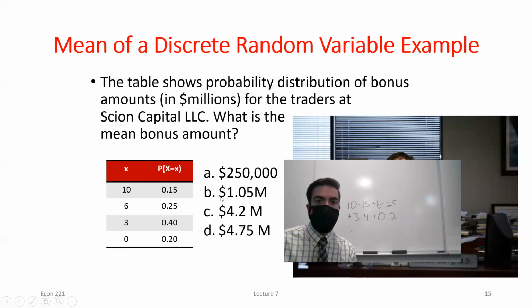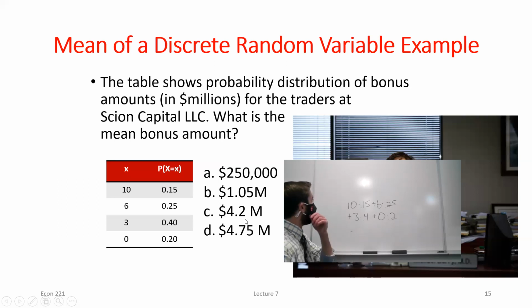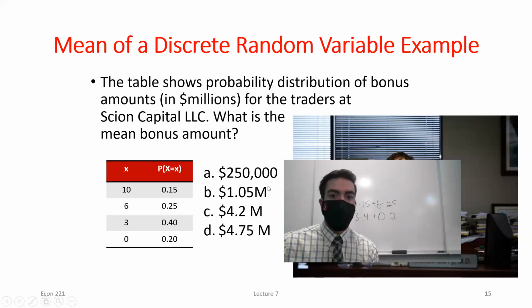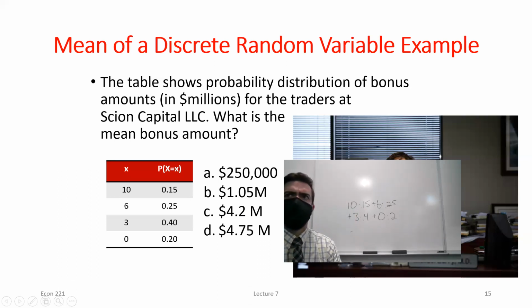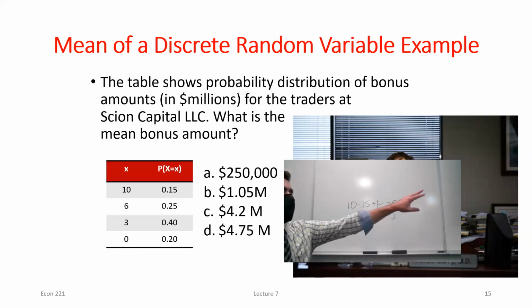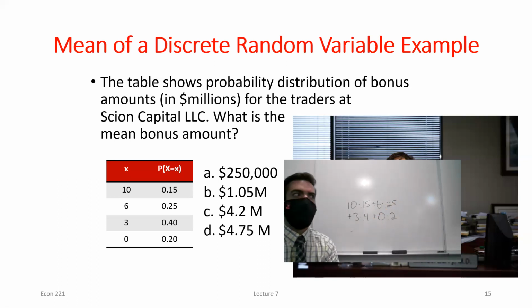So if I do this out, I get what? 1.5 plus 1.5 is 3 million, plus 1.2 is 4.2, plus 0, so I get 4.2 million. If you enter this in your calculator, we should be getting that 4.2 is our mean. Okay? Any questions on that one? And I know this is small in person up here. Hopefully you guys can see this okay. If I ever am in the way, just let me know. Tell me to move over, okay?